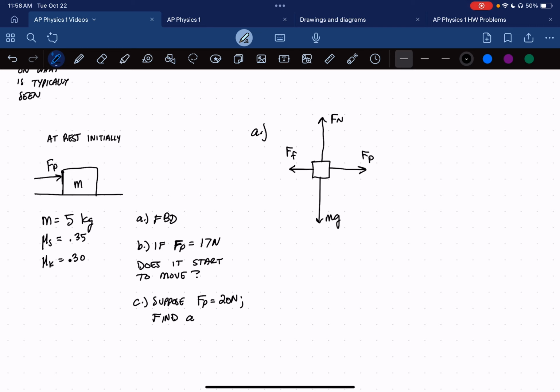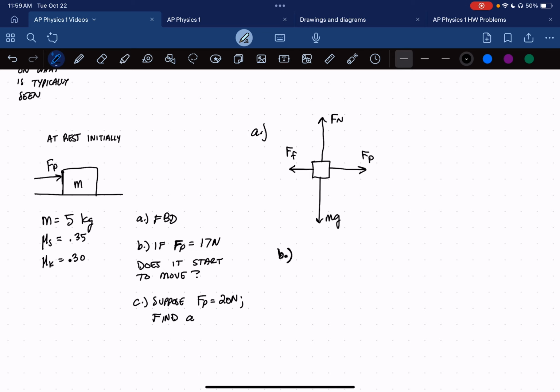And so here's the deal. We don't know right away if it's going to start to move. We have to consider first the static friction, because our pushing force needs to exceed the maximum amount of static friction. And if we don't exceed it, it will not move. It'll stay as static friction. It'll stay put. If we do exceed it, then it'll start to move, and then we can figure out the acceleration. So it's kind of given away that it is going to move, but let's take a look.